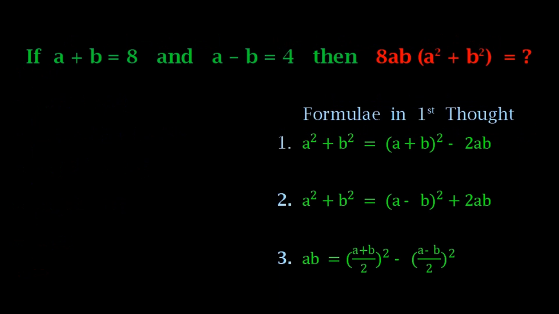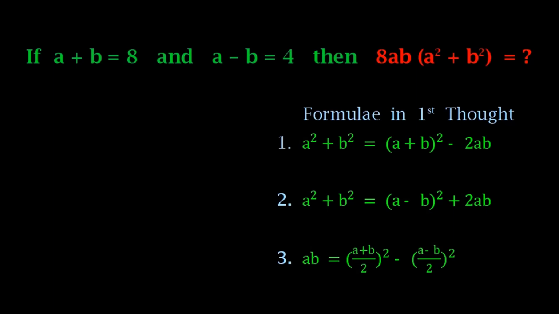Again, with the same kind of problem, we have the values a plus b is equal to 8 and a minus b is equal to 4, while we're asked to find 8ab into a square plus b square. The same case is happening here, as a square plus b square is very distinct, so two corollaries appear in our mind first. That is our first thought. And the corollaries are: a square plus b square is equal to a plus b whole square minus twice ab, and a minus b whole square plus twice ab.